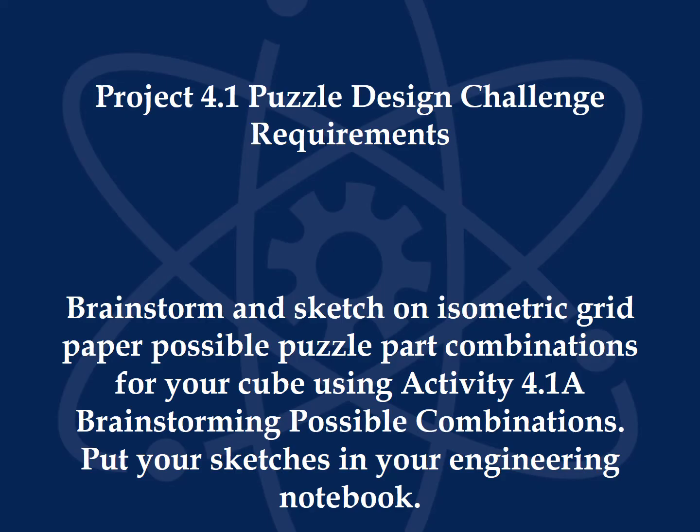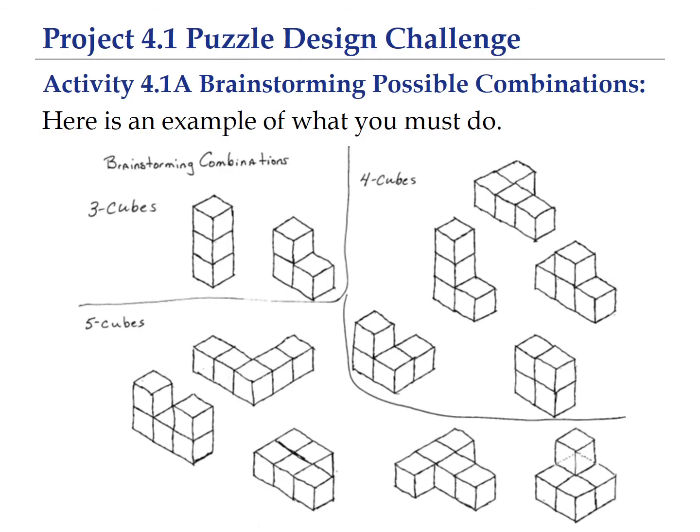So let's look at the brainstorming and sketching part of this project. You will need isometric graph paper to generate various different puzzle part combinations. This will connect directly with activity 4.1a, brainstorming possible combinations. You'll put your sketches in your engineering notebook and you will definitely need to submit these in Schoology, but this is a part of the project as well.